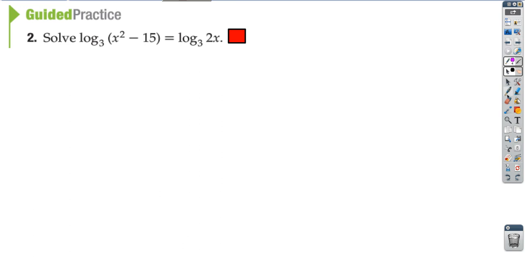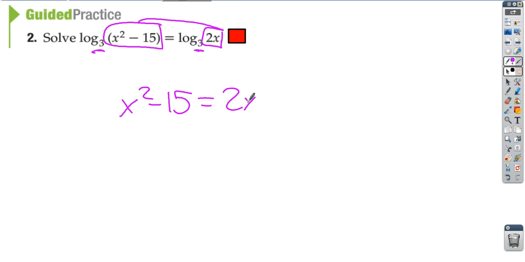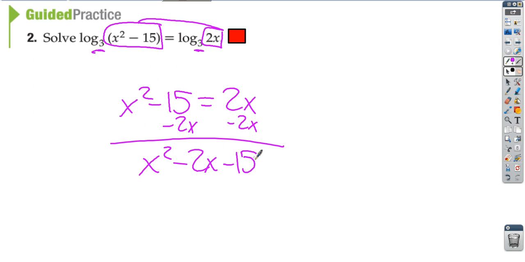Alright, let's do one more of those. So again, we have the same base here, and that's important. We can't take this next step unless they're the same base. The log base 3 of this equals the log base 3 of that. That means those two things that we're taking the logs of are equivalent. Do the same as what we did before by subtracting 2x. And this is now equal to 0.